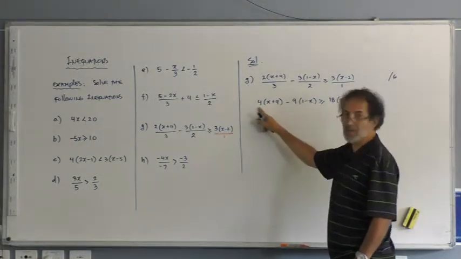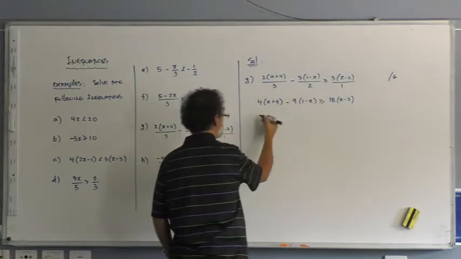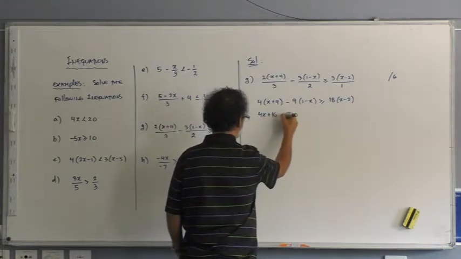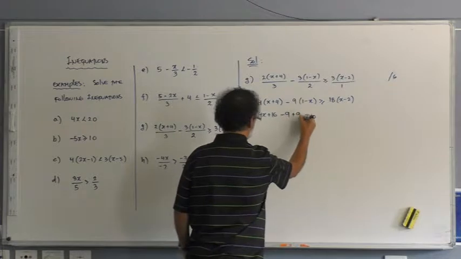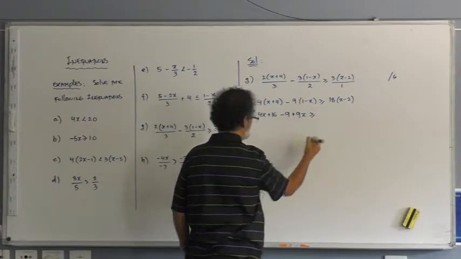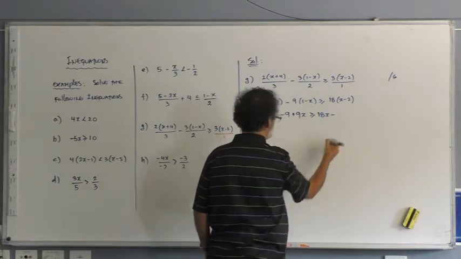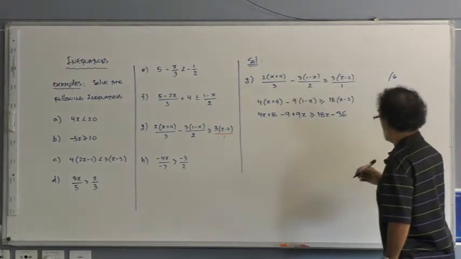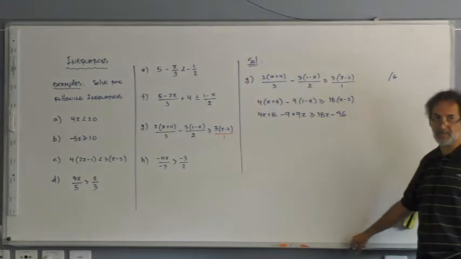Can you please tell me the answer for this? That would be 4x plus 16, minus 9 minus 9x. Are you sure? Oh, plus 9x, sorry. And then 18x minus 36. All right. No, 39. No, 36, don't worry. Now, can you see that you've got to be careful with the negative?